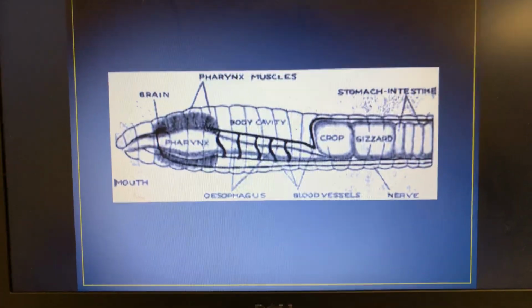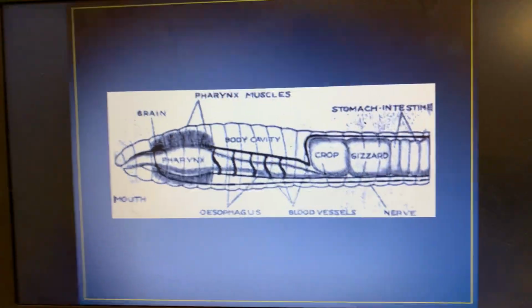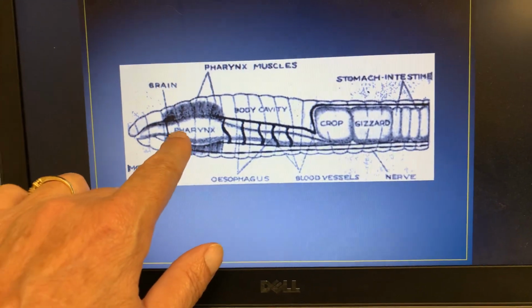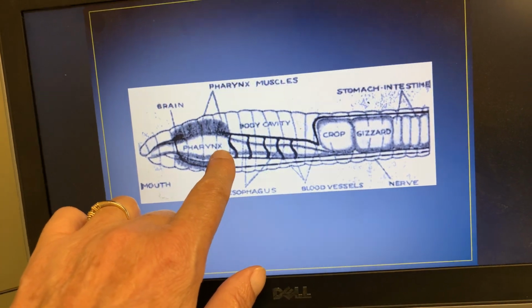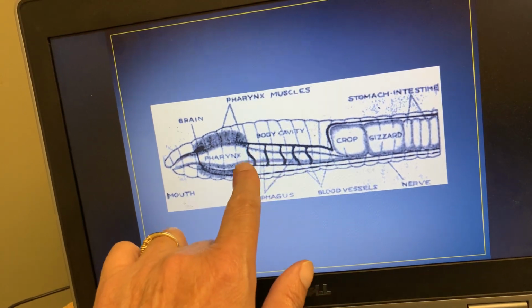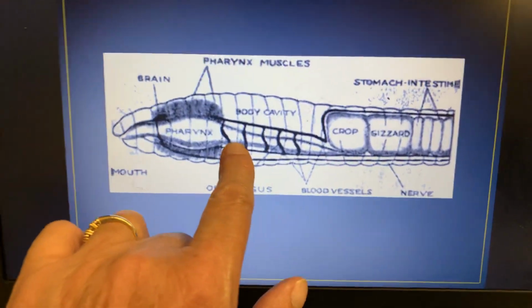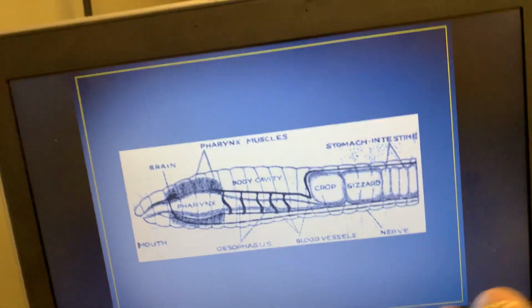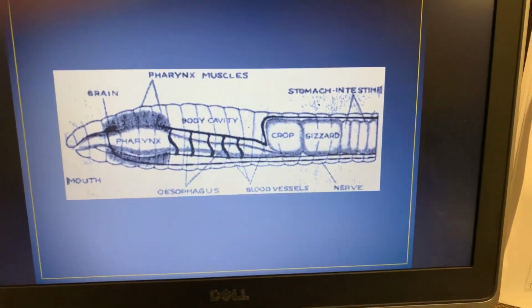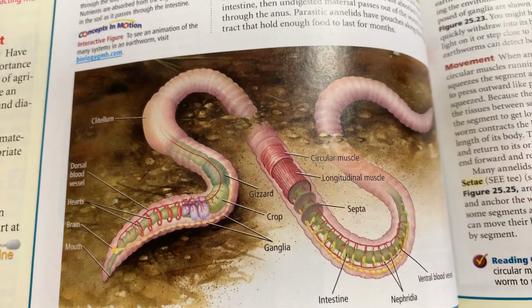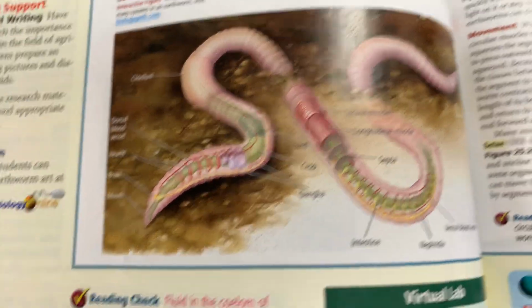Okay, here's a simple diagram of the inside of an earthworm. This is the mouth, okay? It's got a brain, very simple, pharynx that we just mentioned. This is an esophagus. These little lines going across here are aortic arches, or the hearts in a worm, and then the crop and the gizzard that we talked about, and then intestines will go all the way out to the anus.